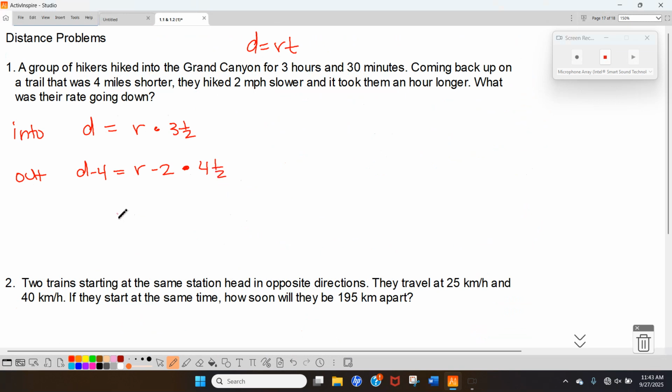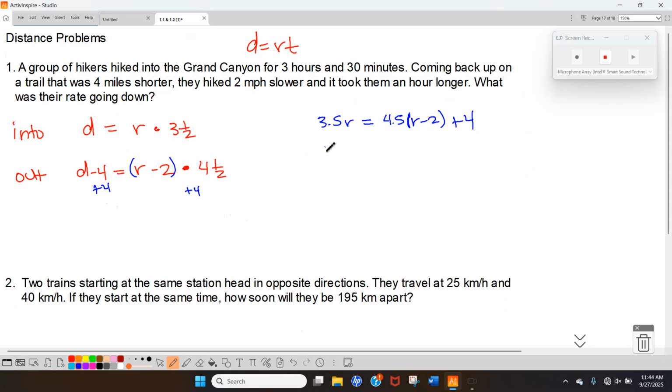All right, so we've got to find a way to make these the same. So the easiest way is to just add 4 for this one so that they both say distance is equal to something. So then we can set their distances equal. So if we say into was 3.5r, that should be equal to 4.5 times (r minus 2) plus 4. All right, so multiplied these, thought of this like an entity and multiplied and added 4.